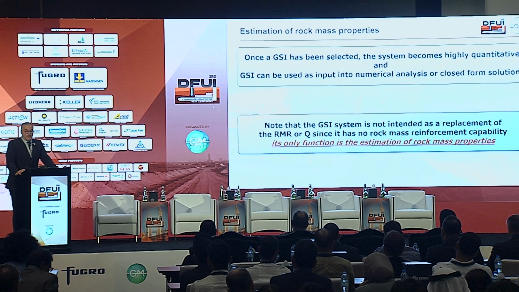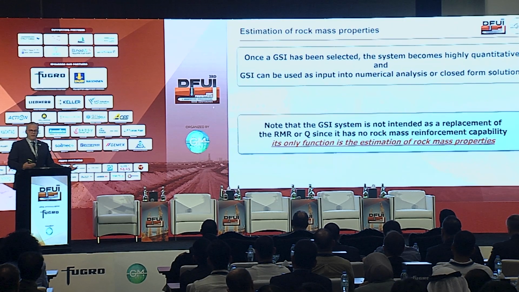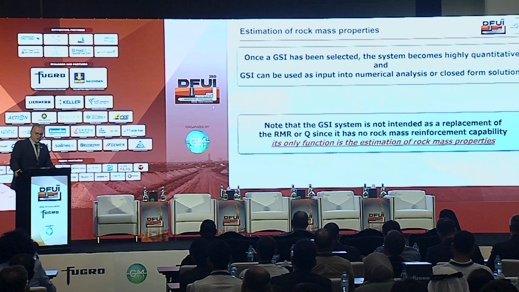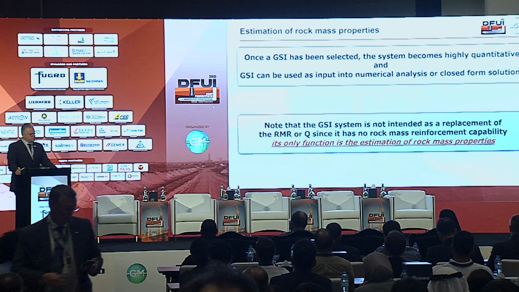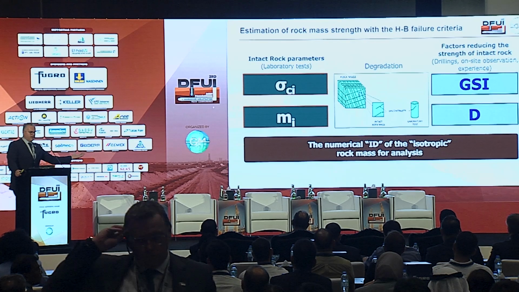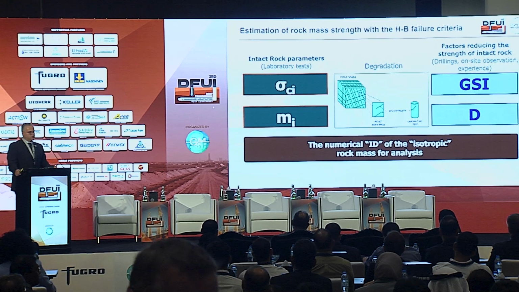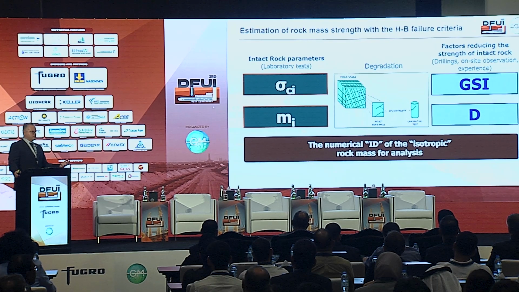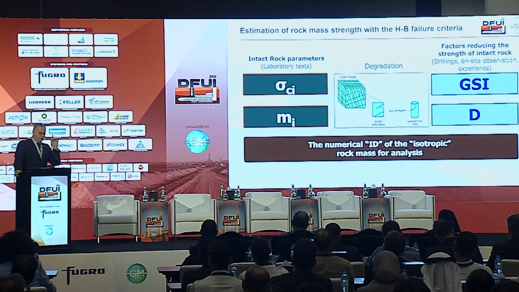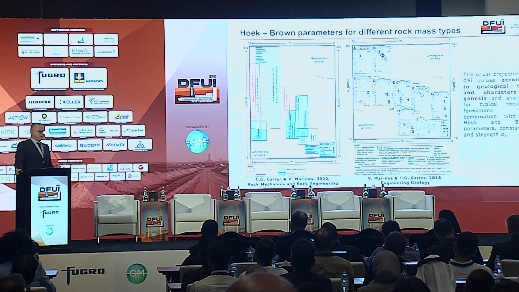And now I have to say that this is not in comparison with the RMR or Q, which were born in order to guide us for temporary support philosophy. This is just a function to estimate the rock mass properties. So the intact rock properties on the one side, and the strength of the intact rock with the GSI and disturbance factor is the numerical input for isotropic rock mass analysis.